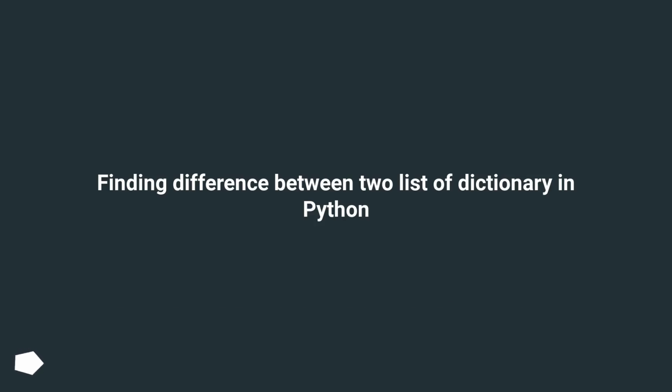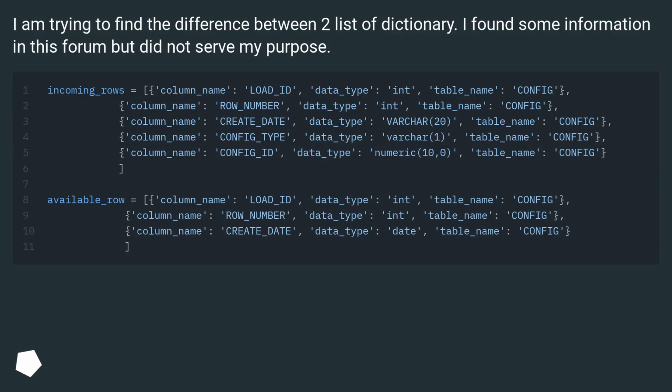Finding difference between two lists of dictionary in Python. I am trying to find the difference between two lists of dictionary. I found some information in this forum but it did not serve my purpose.